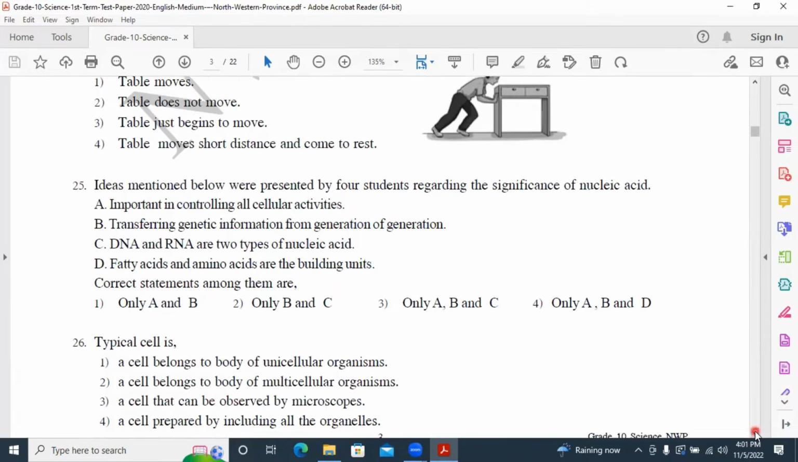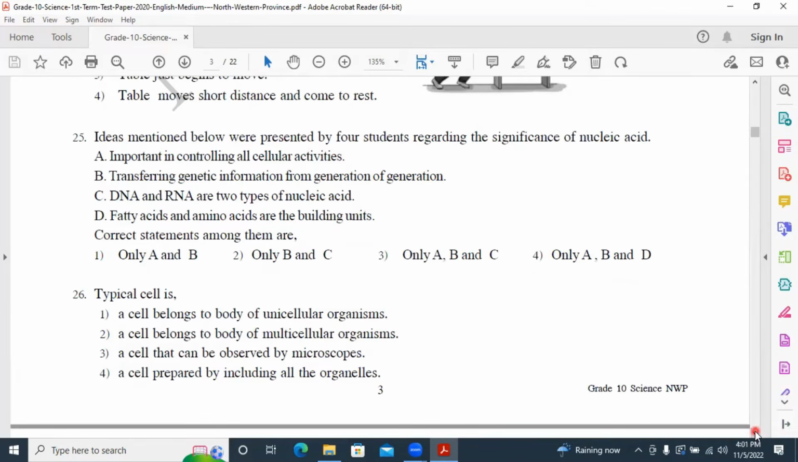25. Ideas mentioned below were presented by 4 students regarding the significance of nucleic acid. A. Important in controlling all cellular activities. B. Transferring genetic information from generation to generation. C. DNA and RNA are 2 types of nucleic acid. D. Fatty acids and amino acids are the building units. The correct statements among them are answer number 3. Only A, B and C are correct.